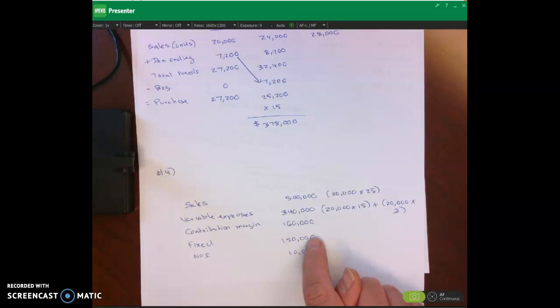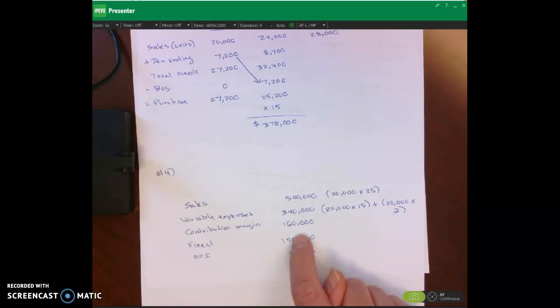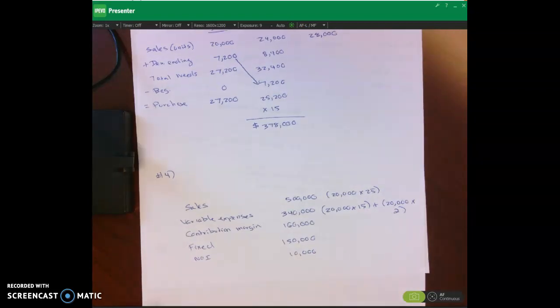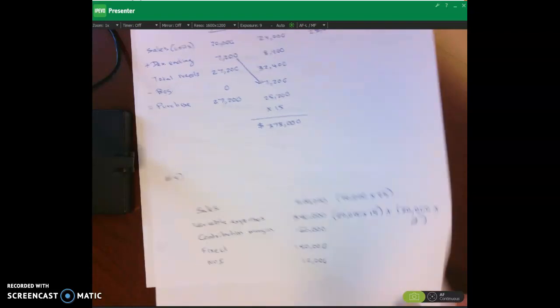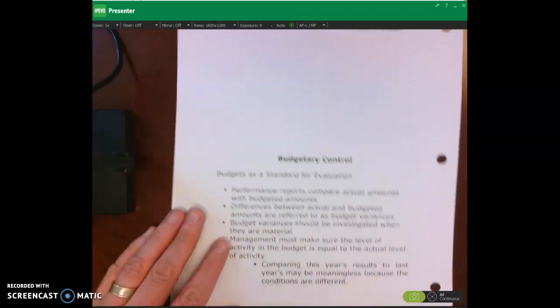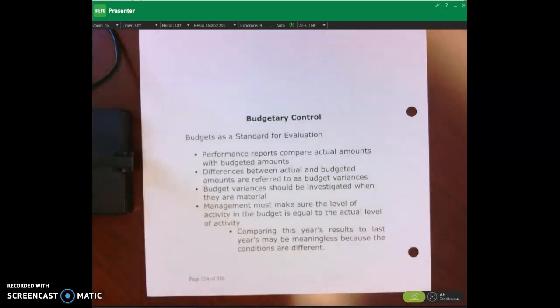You subtract out the fixed expenses. This does include depreciation. You should have gotten net operating income equal to $10,000 right there. Okay. So that concludes our merchandising problem. Now I have a few additional points on budgetary control.